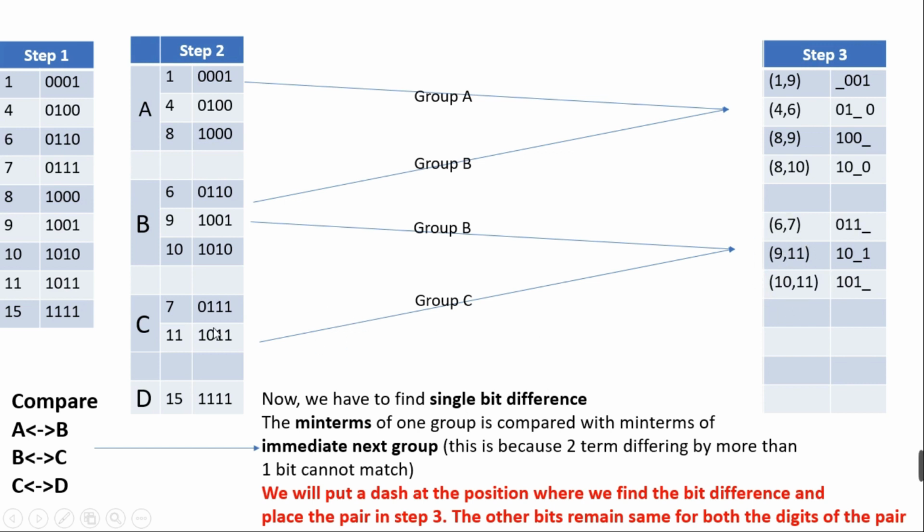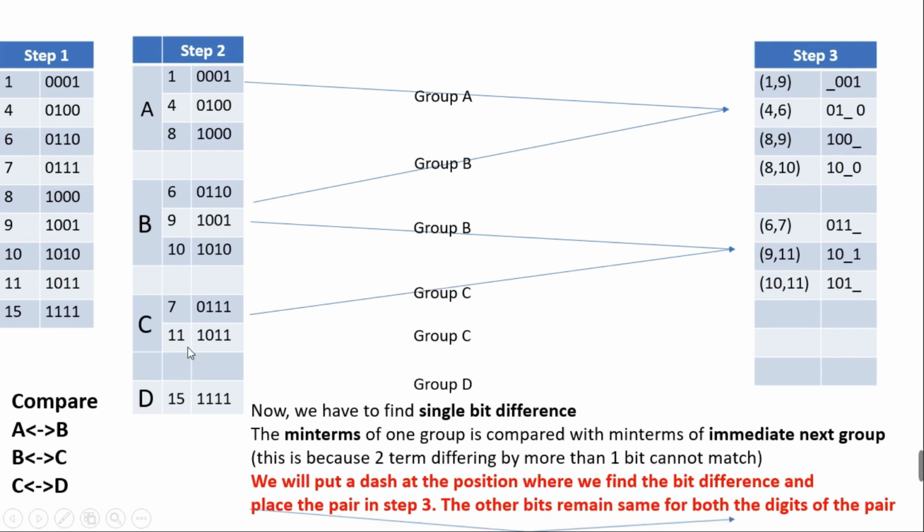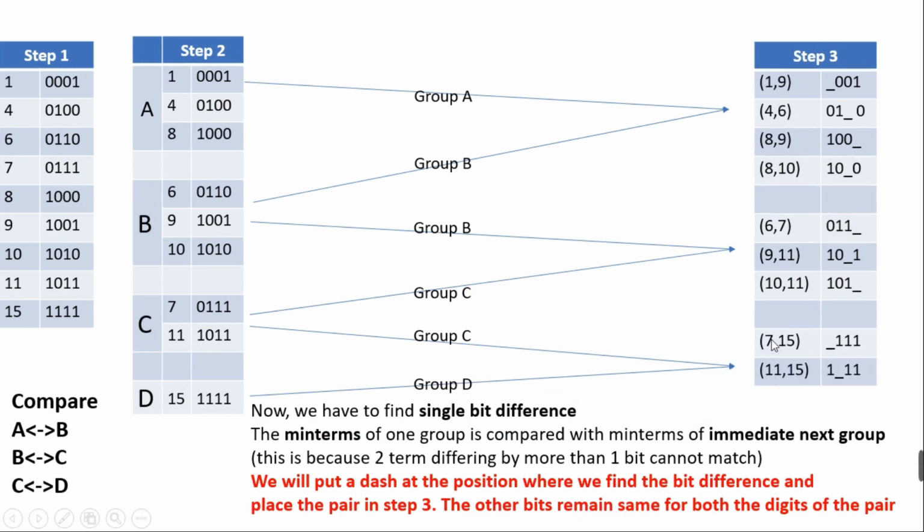So after that, we're going to be comparing group C with group D, and you can see that from the comparison of group C and D, we'll get the pairs of 7 and 15 and 11 and 15. So this is how we're going to be putting numbers in our step 3. We're going to find single bit differences within our comparison, and then we're going to put that pair into our next step, step 3.